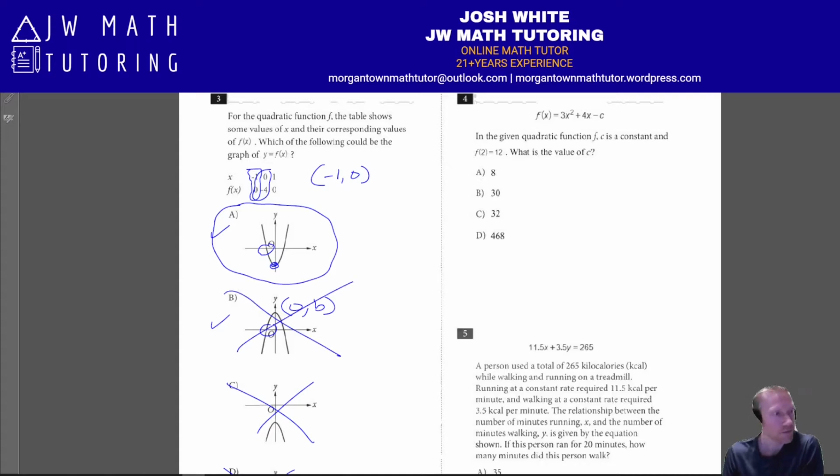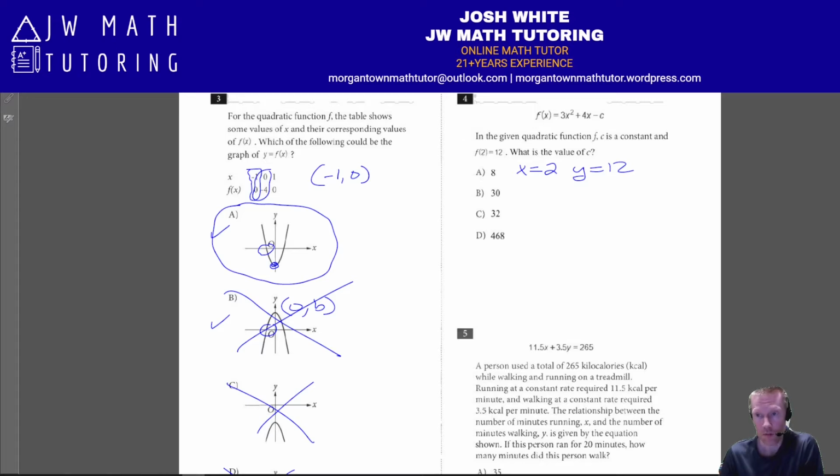All right, looking at the problem to the right of it, here we have a quadratic function with an unknown constant in it. And they basically give us one point on this function, f of 2 is 12. So that means when x is 2, y is equal to 12.